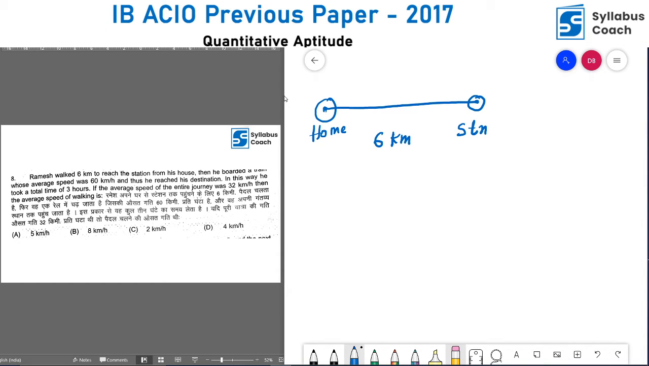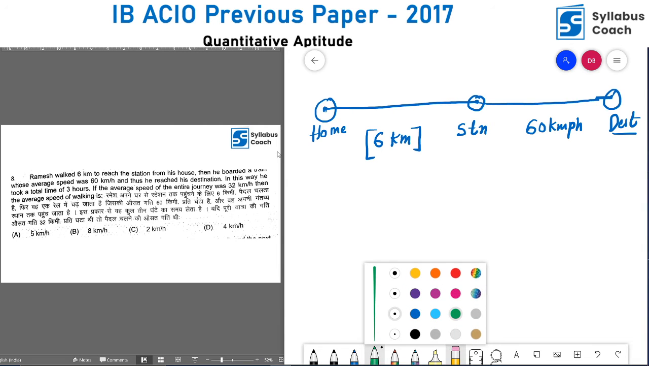He walked 6 kilometers. And then this is a train. He boarded a train whose average speed was 60 kilometers per hour, and then he reached his destination. So from this station, he traveled at the rate of 60 kilometers per hour. How much speed is it? It's 60 kilometers per hour, and then he reached his destination. So this is the destination.